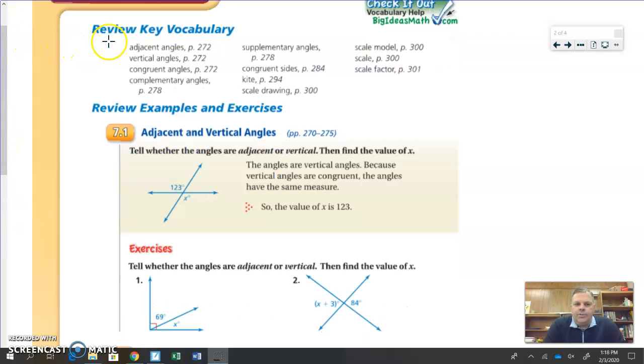So some of the key words that you are going to need to know is adjacent angles. As a reminder, adjacent means they are next to and they share one line. Vertical angles are ones that are opposite. They'd be like 123 and x are vertical. Vertical angles also have the same congruent angles. They are equal. So if this is 123, then x is also 123 in this example.